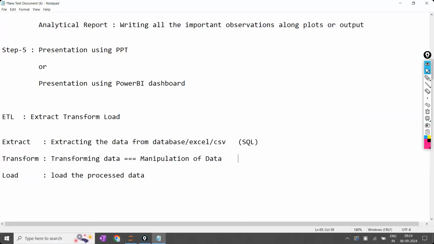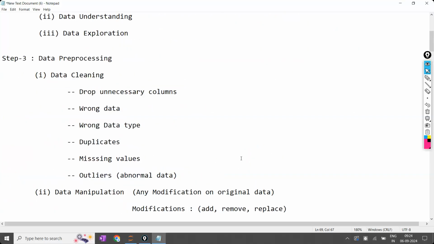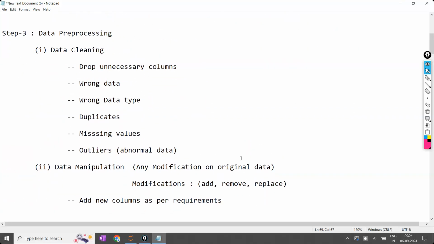we are going to use Python. Using Python, we are going to do the entire data cleaning and data transformations, or what I told you earlier, data pre-processing. What is meant by data pre-processing? Pre means before. Before processing means before analyzing. Before analyzing, first you have to clean the data properly.